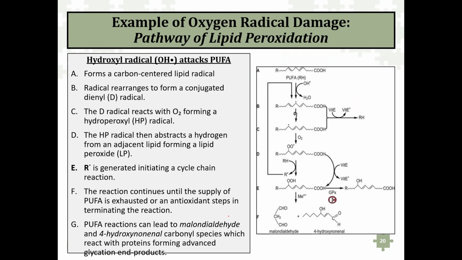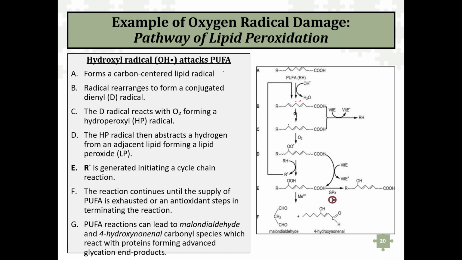So let's walk through this slide from A to B to C to get a general overview. A hydroxyl radical attacks a polyunsaturated fatty acid, so it's going to form a carbon-centered lipid radical. Here's our lipid radical right here, that little dot. The radical rearranges to form something called a dienyl radical. Basically it's just reorganizing itself, and that becomes a further propagating attack mechanism to attack further polyunsaturated fatty acids in this chain reaction.